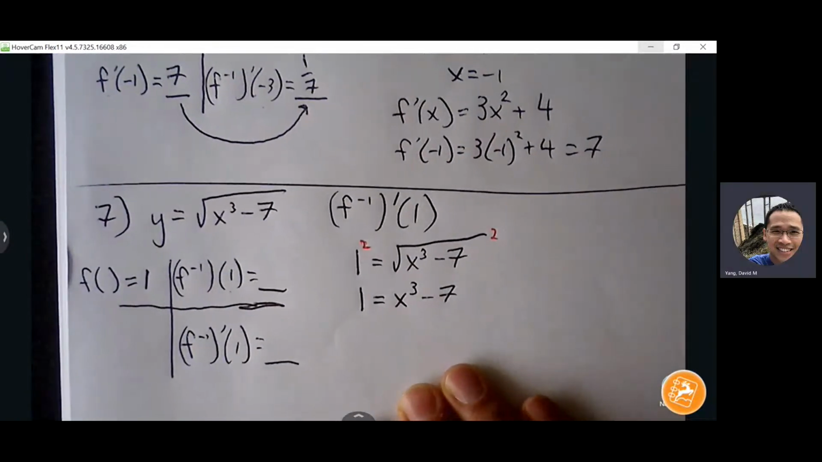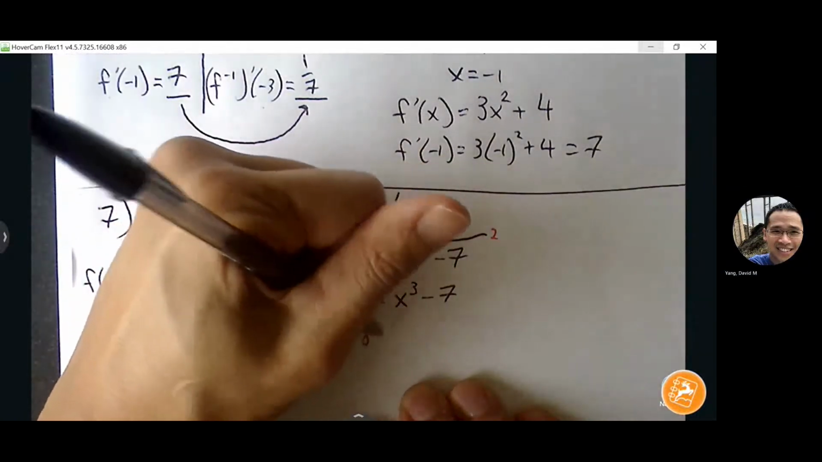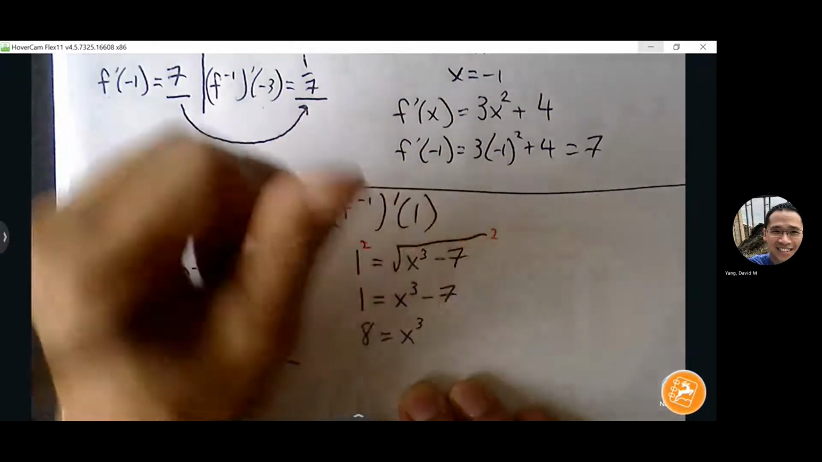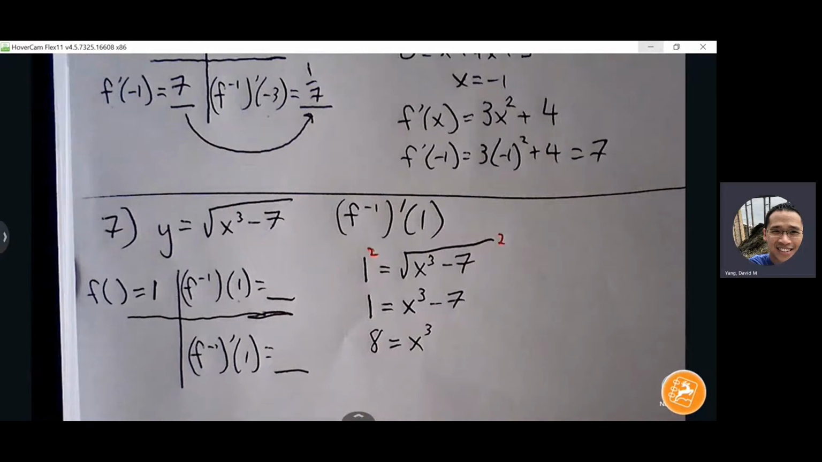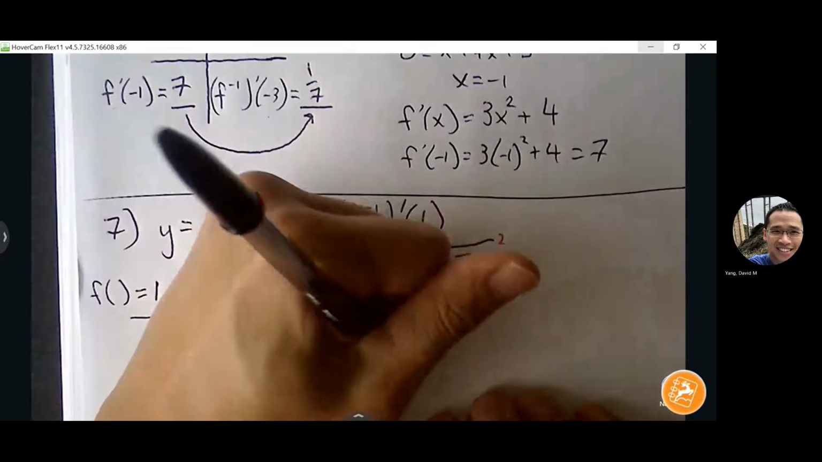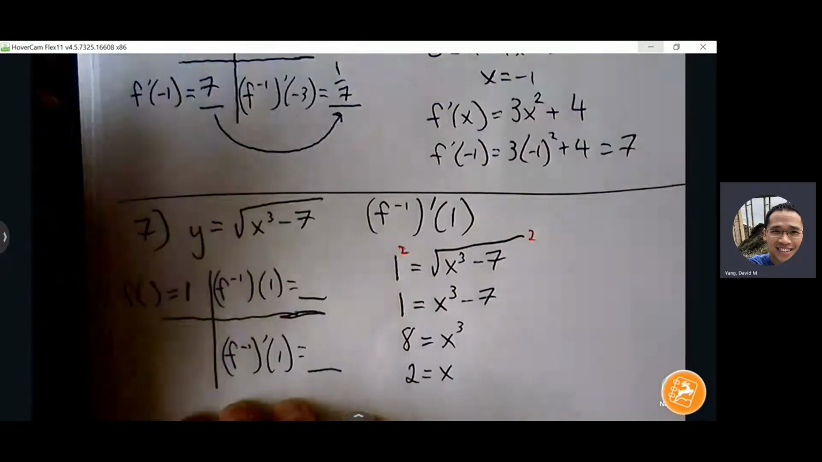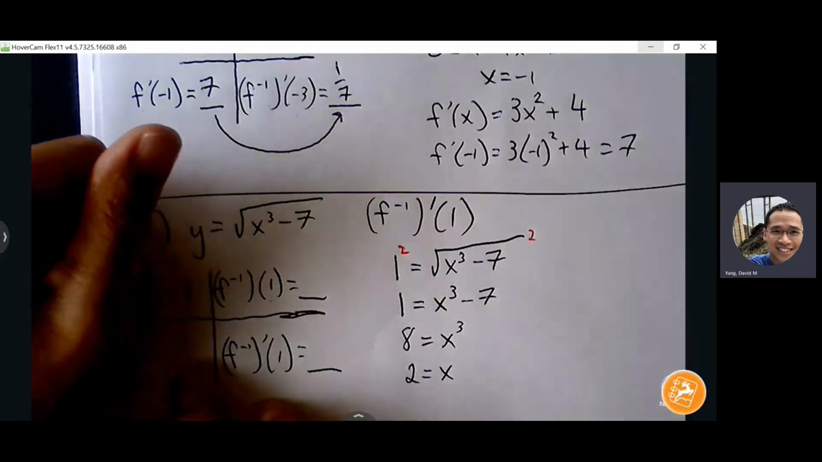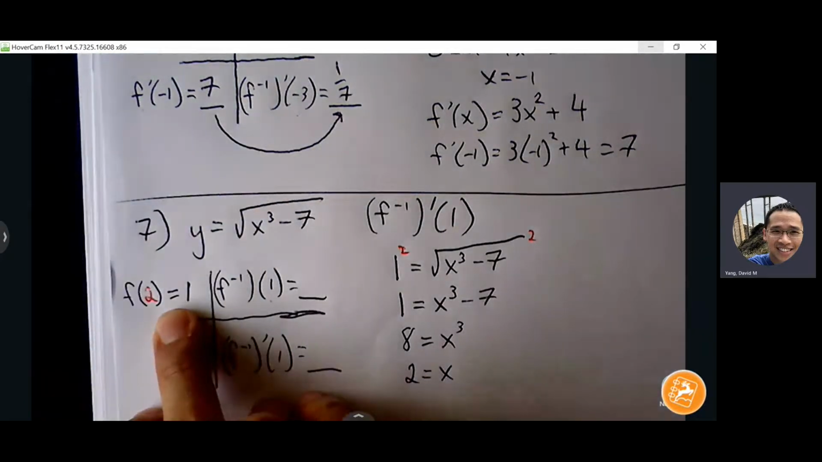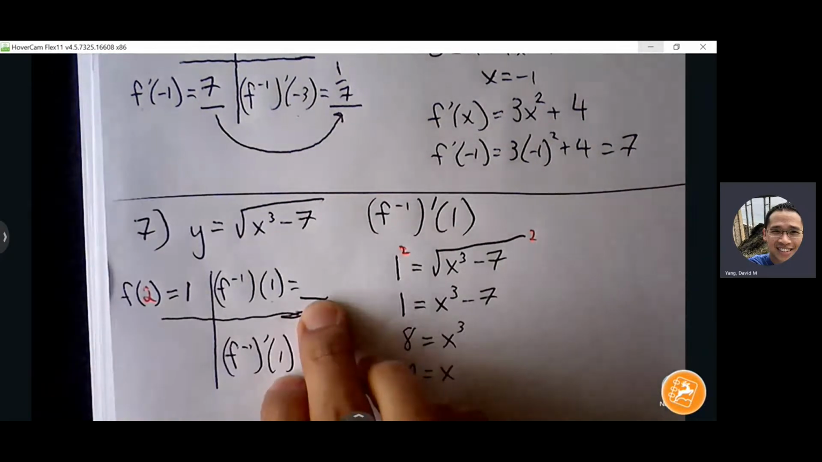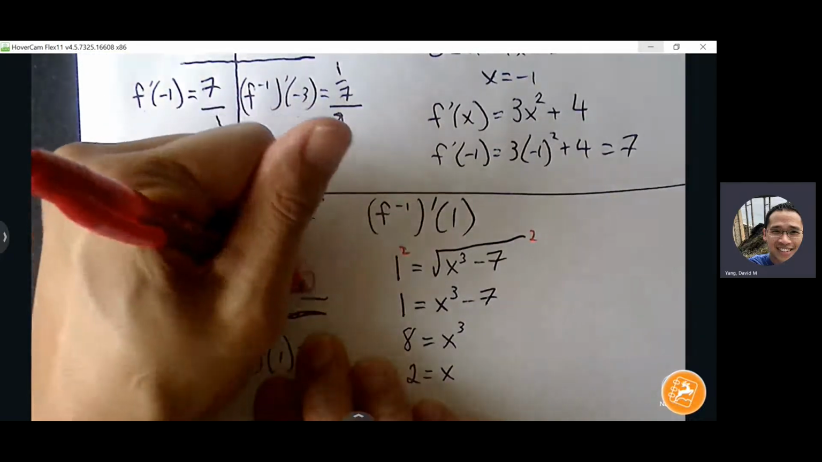Add 7 to both sides. And I can take the cube root, right? What's the cube root of 8? 2, right? So I can fill in some of this information that was missing. I know I have ordered pair (2, 1) that lives on my function, which means on my inverse, there must be an ordered pair (1, 2).